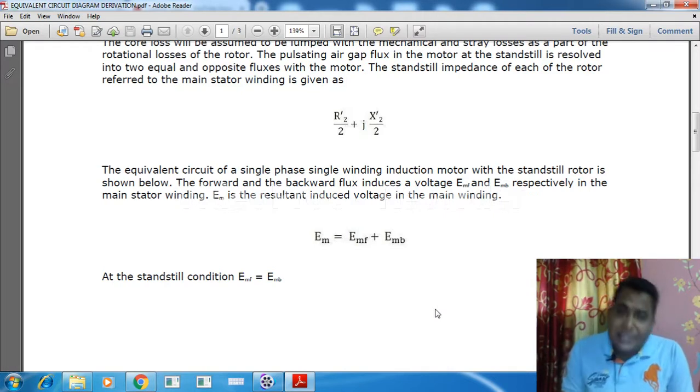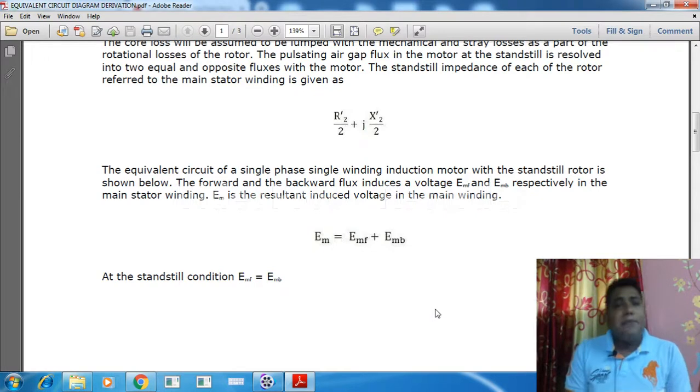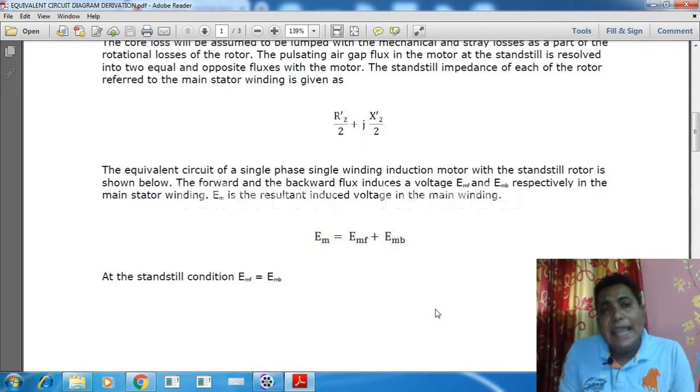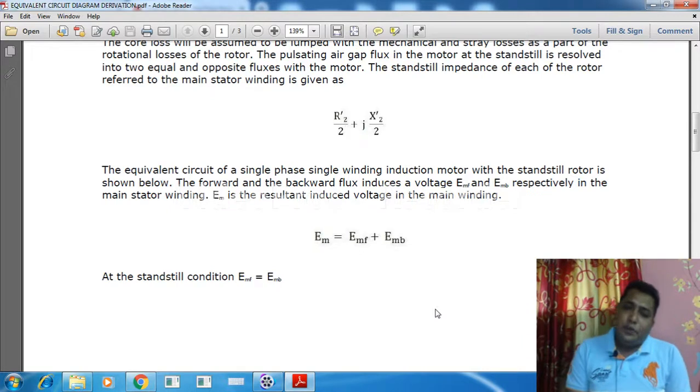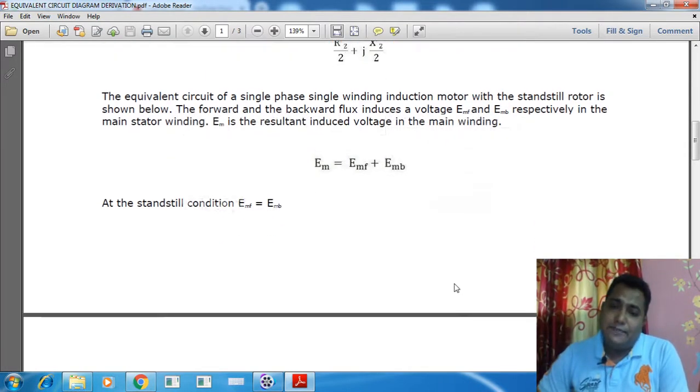And if the rotor is at standstill condition, then can we say that EMF is equal to EMB? Yes, we can say. Why? Because the forward path voltage and backward path voltage are both the same. Otherwise, if any one of them is higher, then the rotor will rotate in that particular torque direction. So as it is not rotating, as it is at standstill condition, yes, they have the same value.